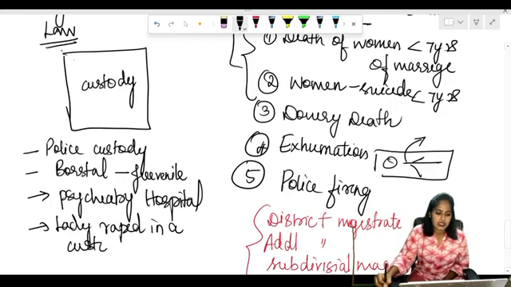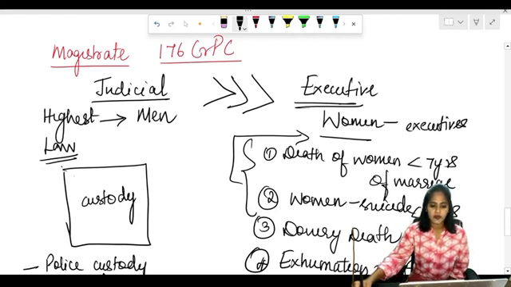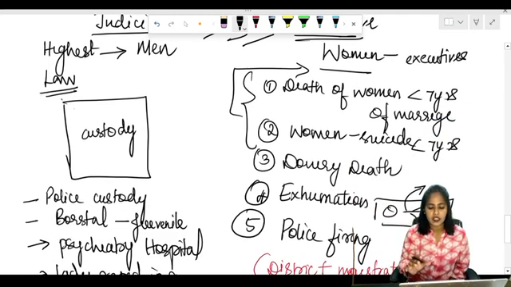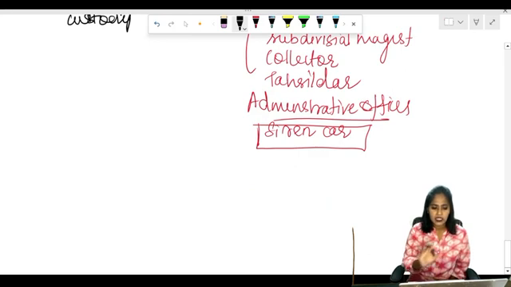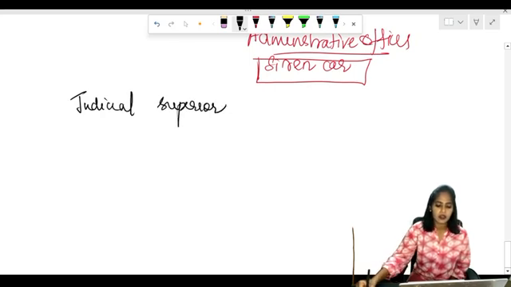Another thing, suppose a woman is being raped in custody. In these cases, the judicial magistrate will conduct an inquest. This topic is very, very, very important in your MCQ. They will ask you, these are the cases for which the executive magistrate will conduct an inquest, except. So you remember it like this. Among these two, the judicial magistrate is superior to the executive magistrate.